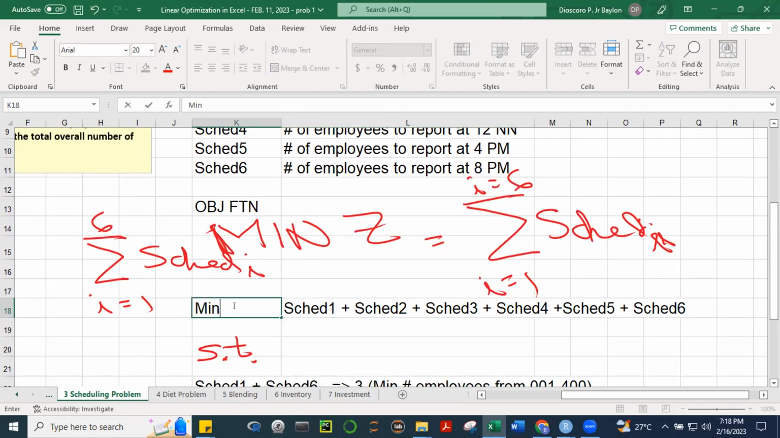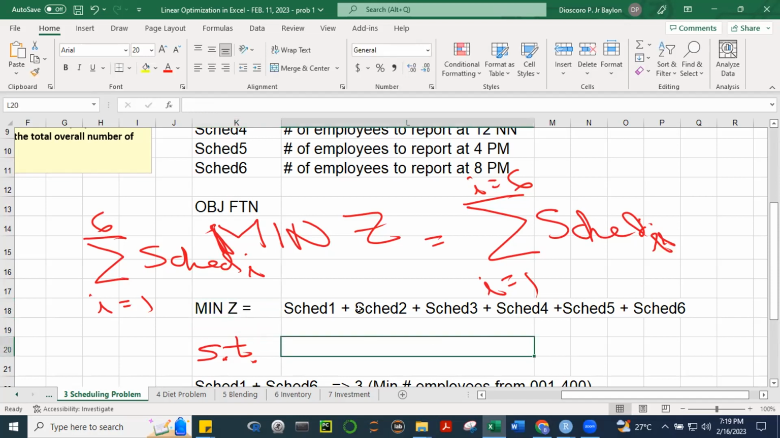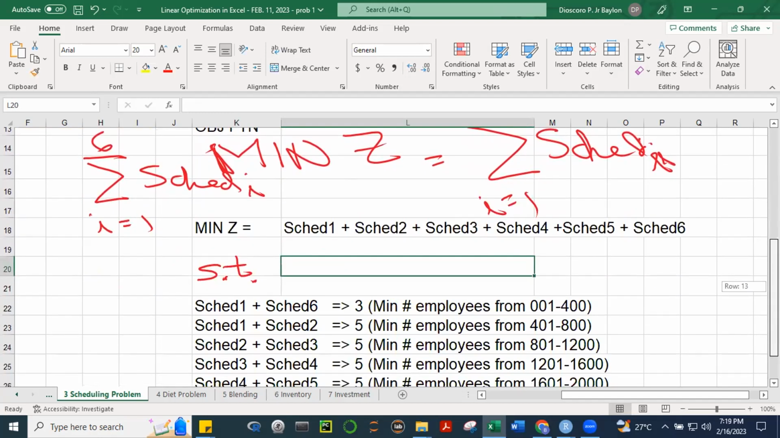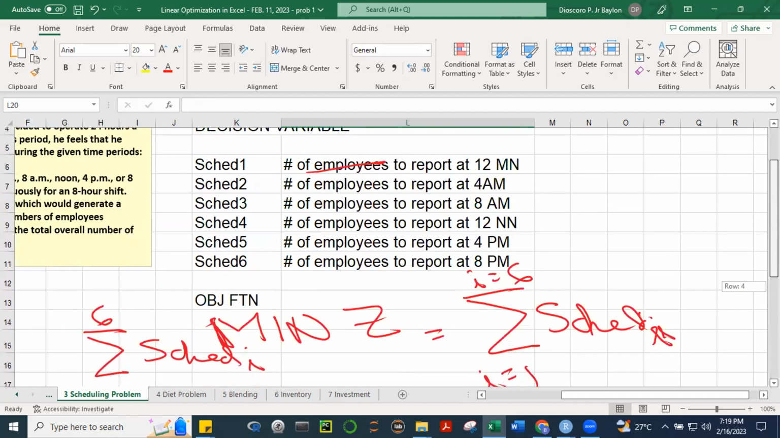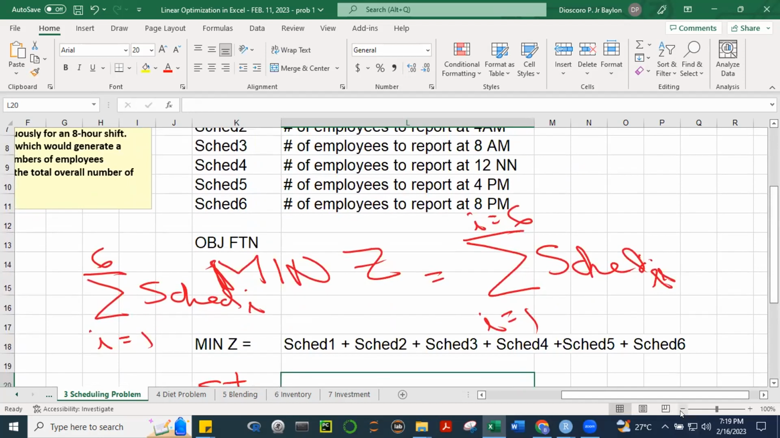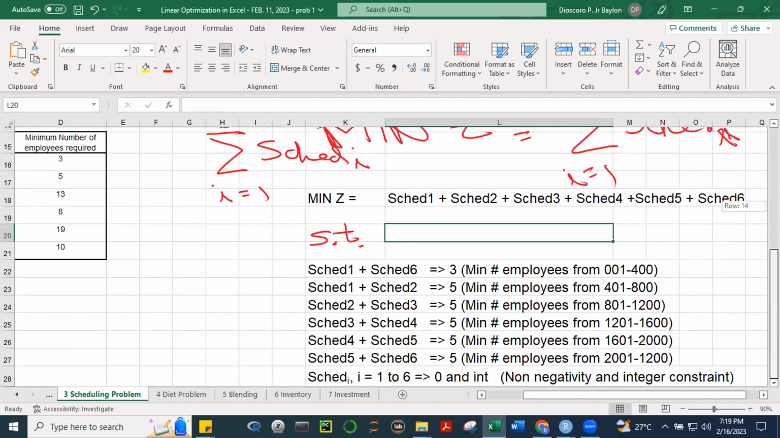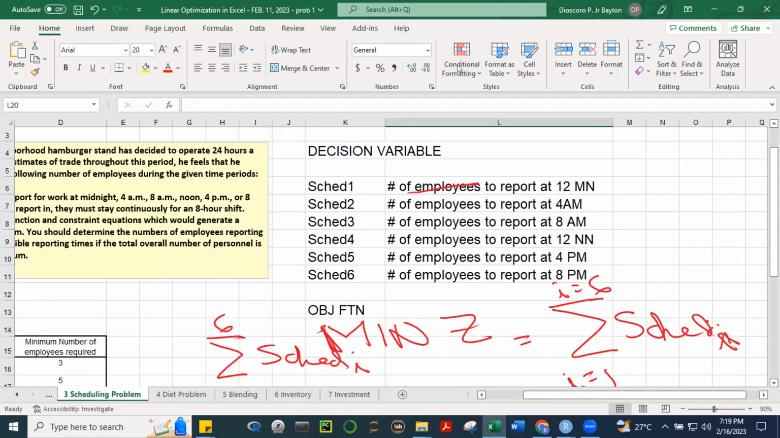Okay, so we are to minimize Z, where Z is your function of adding all the number of people who report for work at the different time frames. Let me pause for a while and request your feedback if the LP is clear so far. Could you kindly chat, please? Yes if clear, or if you have any questions about it, thank you.